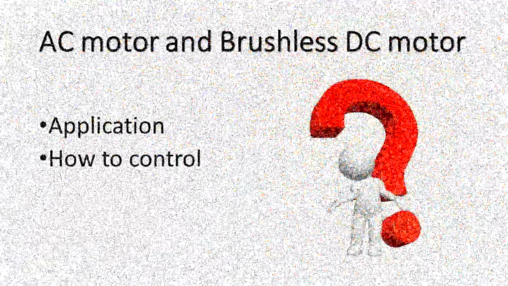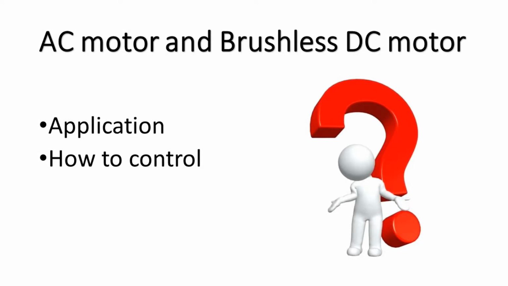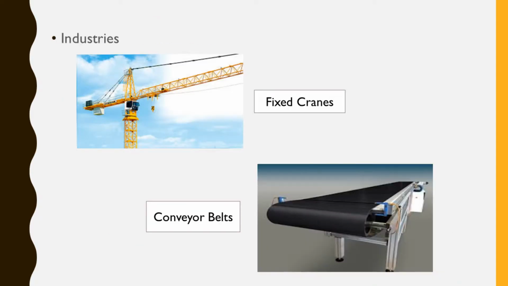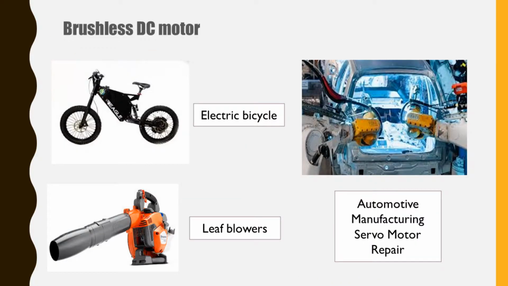360 degrees. Hi everyone, I'm going to introduce the application of AC motor and brushless DC motor, and also how to control the AC motor and brushless DC motor. Here are some applications of AC motor and brushless DC motor. As the figure shows, in household applications, there are the AC fan and the air conditioner rotary compressor fan, which use AC motors to function. In industry, AC motors are used in fixed cranes and conveyor belts. The electric bicycle, leaf blower, and servo motor, as well as automotive manufacturing and car repairing, use the brushless DC motor to operate.